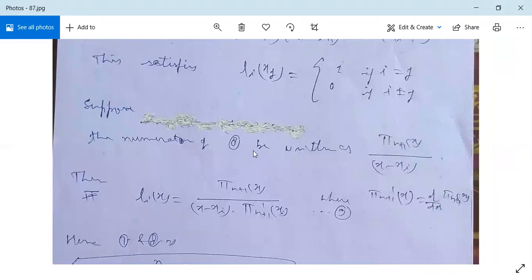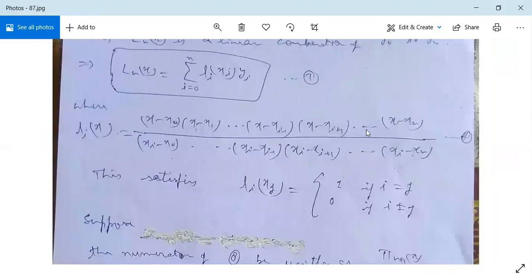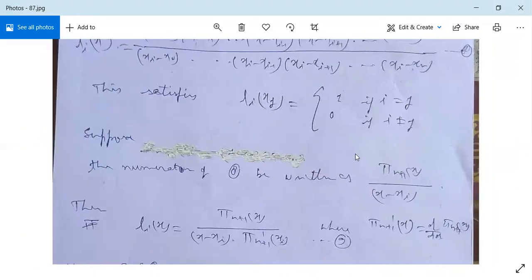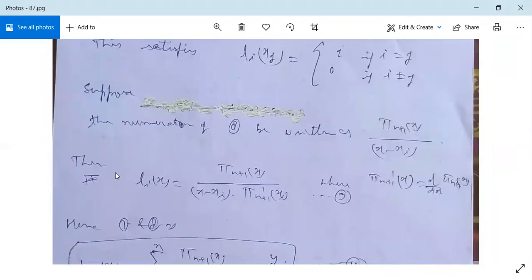Suppose the numerator is written as pi n plus 1 x by x minus xi. This numerator is written in this way. So li x will be pi n plus 1 x by x minus xi into pi n plus 1 dash xi, where pi n plus 1 dash xi means d/dx of pi n plus 1 x. Dash means take the differentiation with respect to x one time.